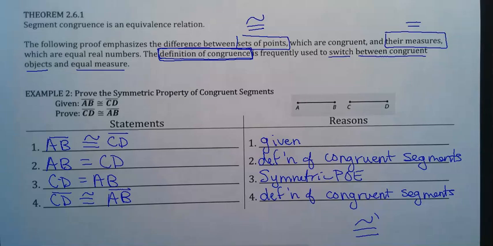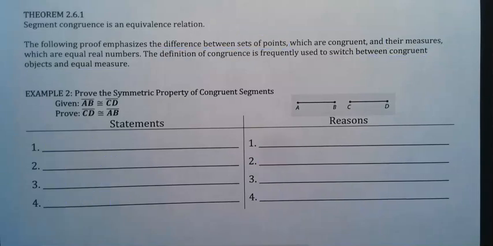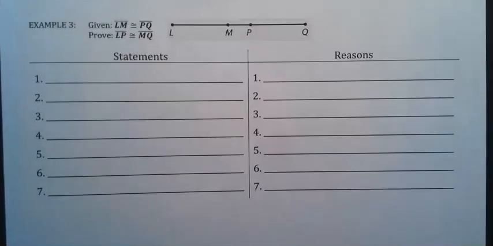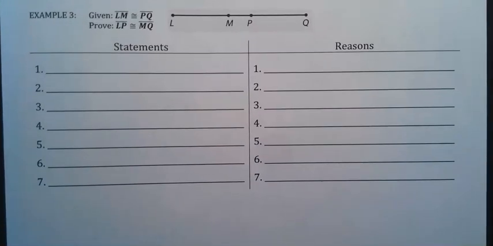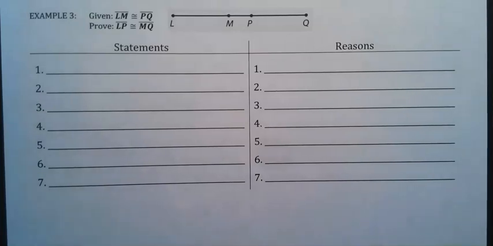All right, now let's look at example 3, where we're going to do a little more work with it. So again, in this 2-column proof, we've got the given, the conclusion, a lovely diagram, 2 columns, 1 for statements, 1 for reasons. Okay, your first statement and reason are always the easiest to give, because it should be given. All right, so in this one, we are given that segment LM is congruent to segment PQ. All right, so that's given.